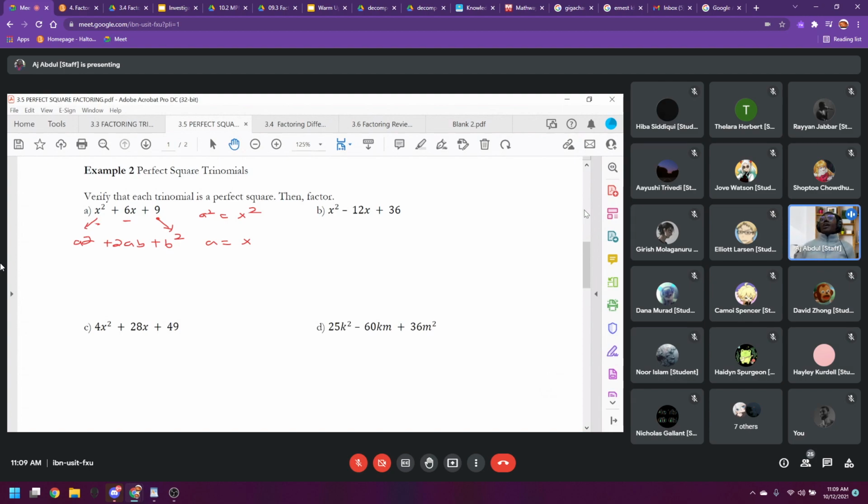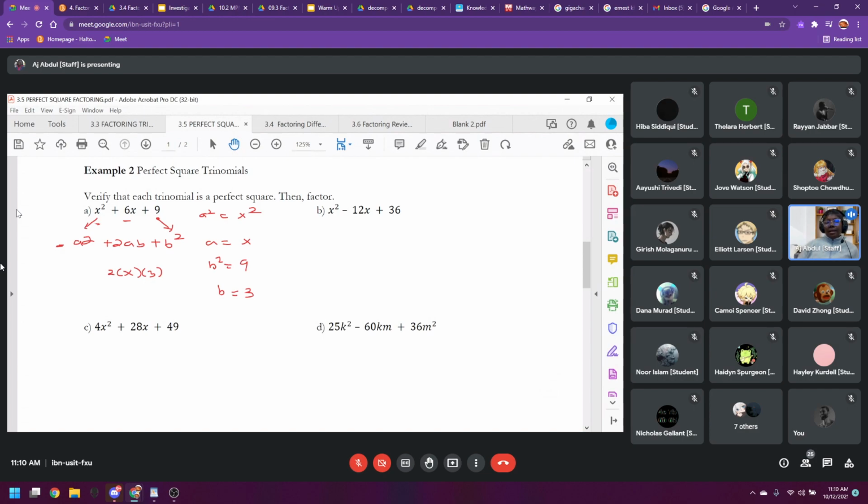In general, that's what we mean when we talk about a squared plus 2ab plus b squared. Verify that in this trinomial, a squared is a perfect square, and then factor. If my b squared equals 9, that means my b is the square root of that, which is 3. So this middle term here is 2 times a, which is my x, times 3, which is my b. So 2 times 3 is 6. That's where the 6x came from.